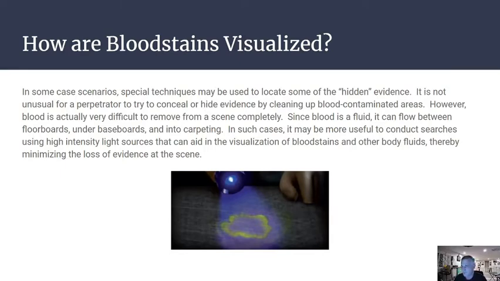Since blood's a fluid, it can flow between floorboards or under baseboards. It can get into carpeting, and maybe the surface of the carpeting looks clean, but it gets into the padding underneath, and we can visualize it using some special techniques. In such cases, it may be more useful to conduct searches by using high-intensity light sources that can aid in the visualization of the bloodstains or other bodily fluids, thereby minimizing loss of the evidence at the scene.